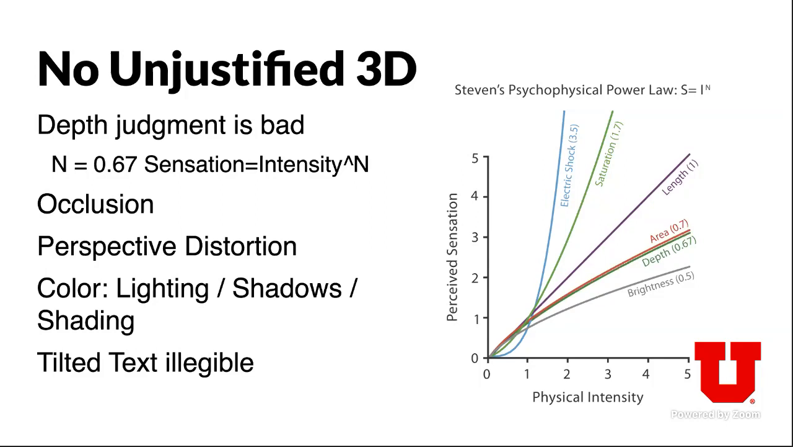So we tend to underestimate depth. And then we use perspective to make something 3D. That introduces perspective distortion. And then we also usually need to use lighting and shadows and shading to make something really appear 3D. That makes it really hard to use color reliably. And then we have issues like tilted text becoming illegible. So you should really avoid 3D until you have a very good reason to use it.